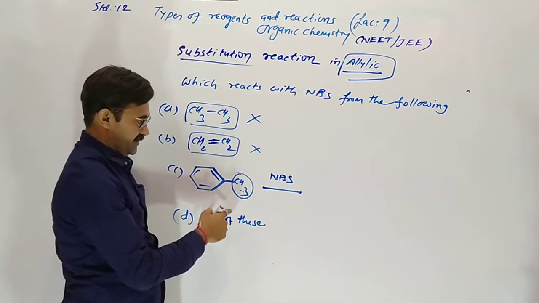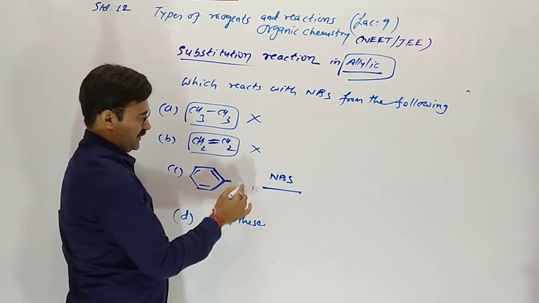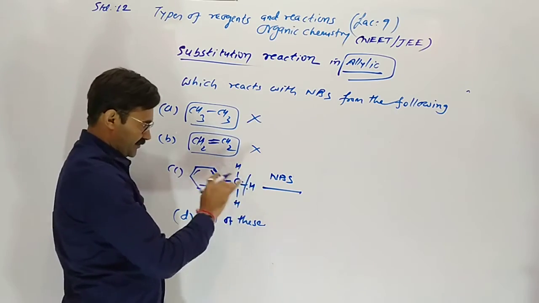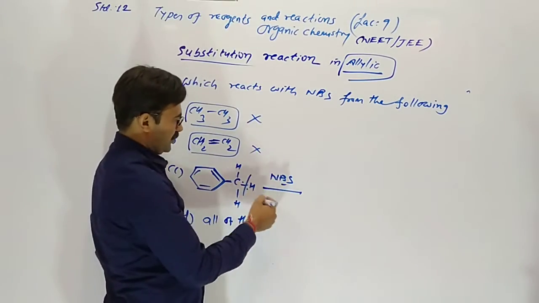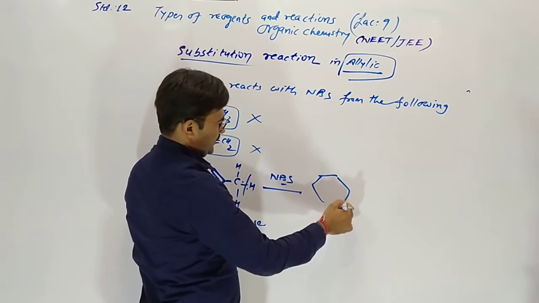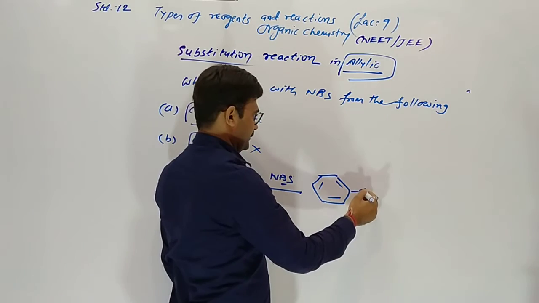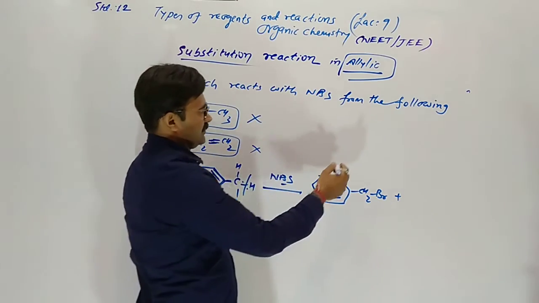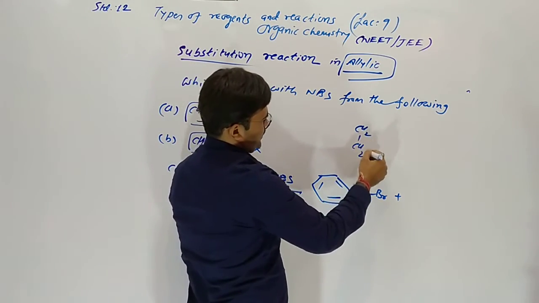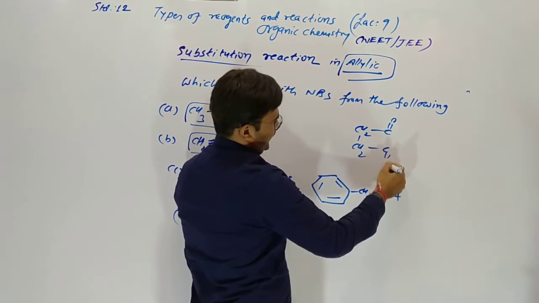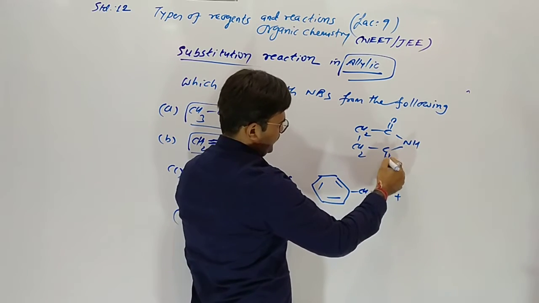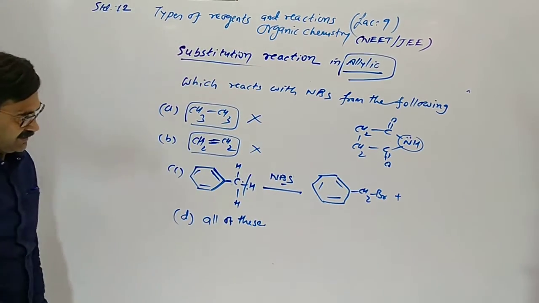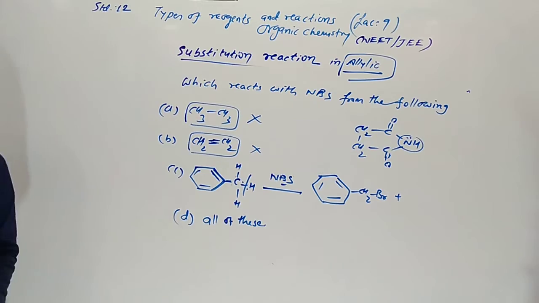So hydrogen is replaced from this carbon by a free radical. A free radical has one unpaired electron. From here bromine comes, so it gives benzyl bromide, CH2Br. Nitrogen comes here, so it gives succinimide. N-bromo succinimide is now converted into succinimide. This is our product.